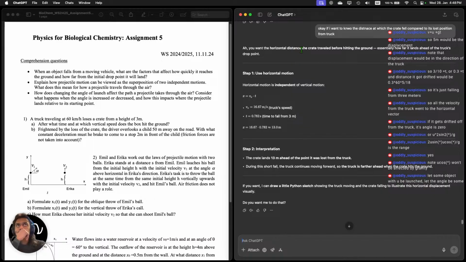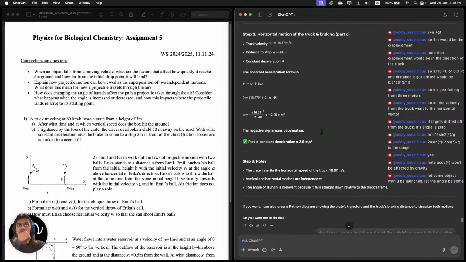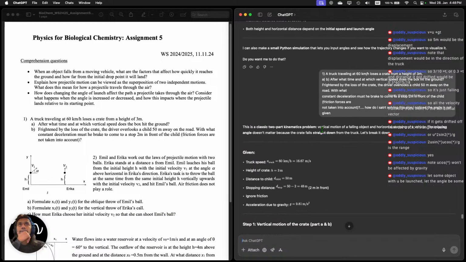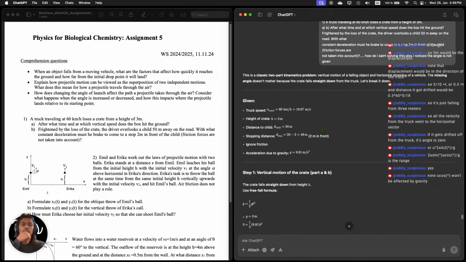You want the horizontal distance the crate traveled before hitting the ground. X is equal to Vx times time, where Vx equals truck speed. So, let me try doing this on my own. Oh, before I try doing this.